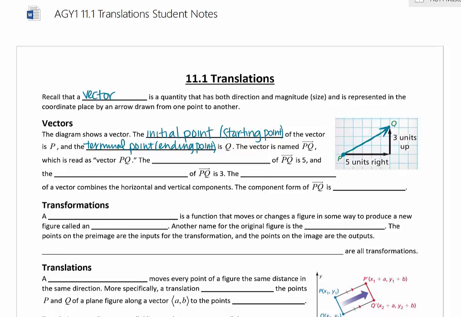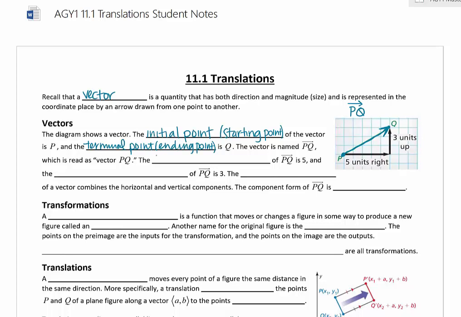So this vector is named PQ. Again, we're writing that as PQ with an arrow in one direction. This tells us that it's starting at P and ending at Q, so we're reading it as vector PQ. In the past, we've read this as ray PQ, but for our purposes, we're talking about vectors, so we're going to talk about it as a vector.